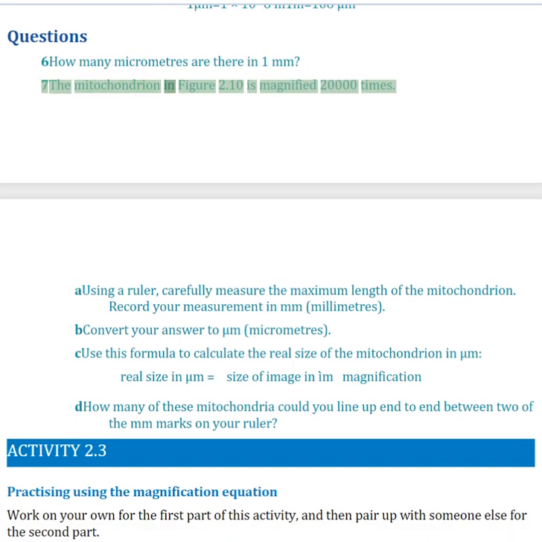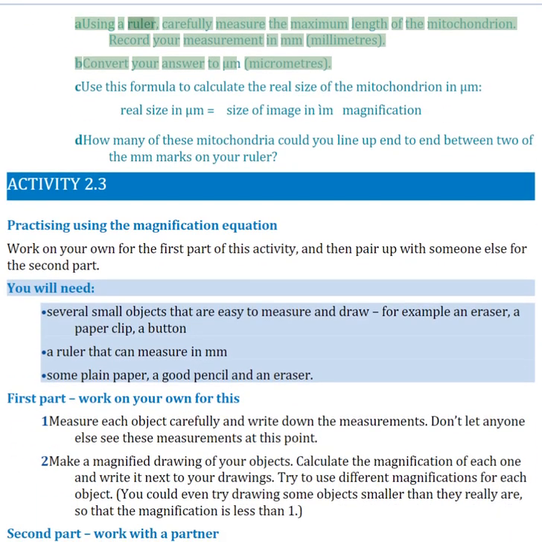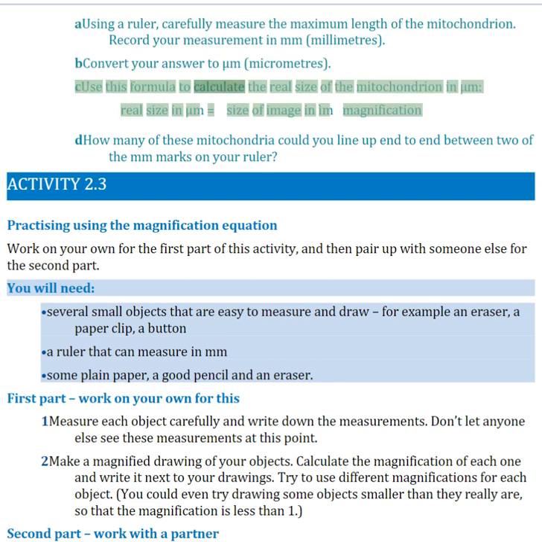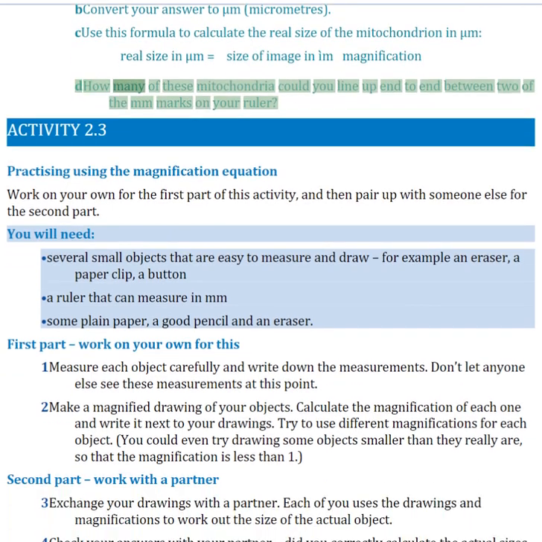7. The mitochondrion in Figure 2.10 is magnified 20,000 times. A. Using a ruler, carefully measure the maximum length of the mitochondrion. Record your measurement in millimeters. B. Convert your answer to µm. C. Use this formula to calculate the real size of the mitochondrion in µm. Real size in µm equals size of image in µm divided by magnification. How many of these mitochondria could you line up end to end between two of the millimeter marks on your ruler?